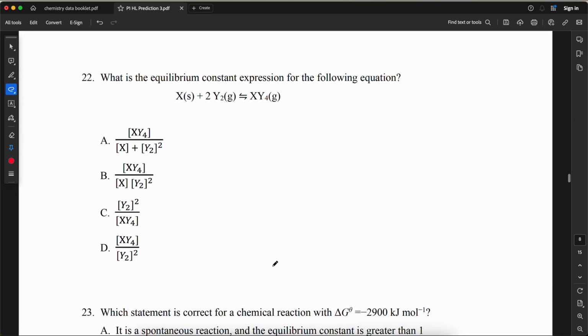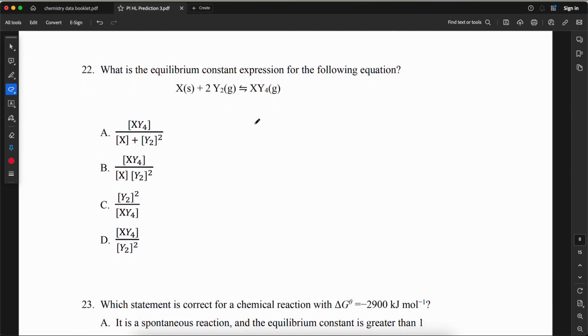What is the equilibrium constant expression for the following equation? So that would be XY4 divided by, remember this is solid so it's not included, so that would be Y2 squared.